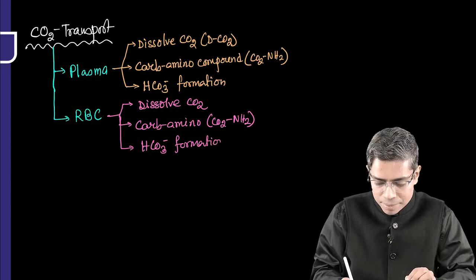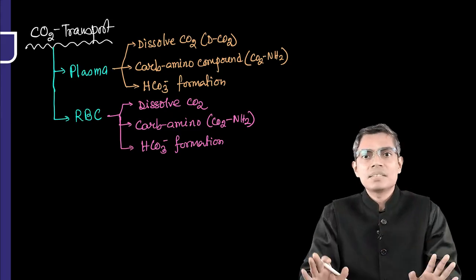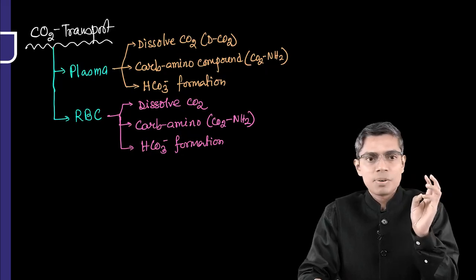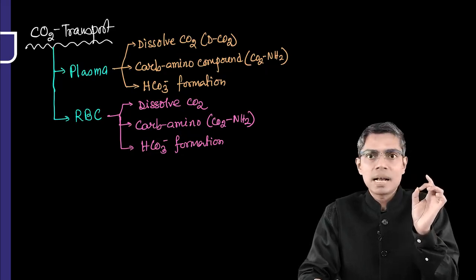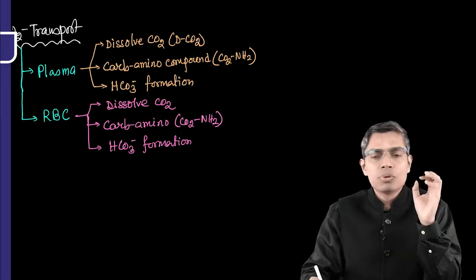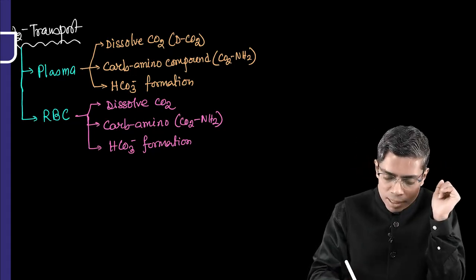So now if you look at the carbon dioxide transport, whether it is in plasma or in the RBC, there are three main formats. Okay, there is bicarbonate formation, carb amino compound formation, and dissolved format. So there is an MCQ that has been asked already: which format is the maximum? Carbon dioxide is mainly transported by which format? Now look at the percentage.